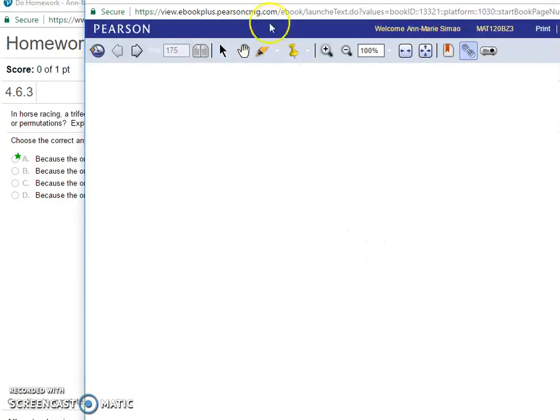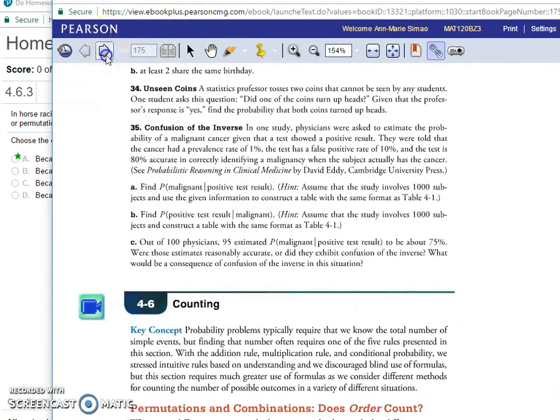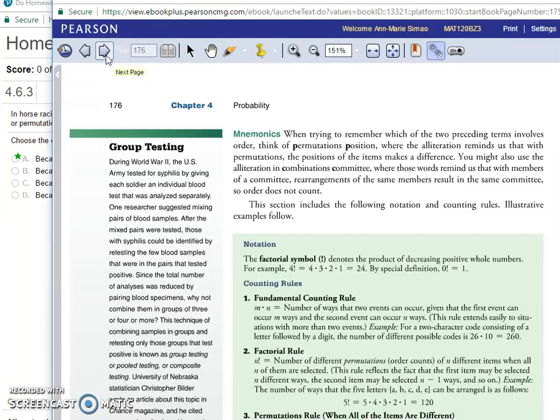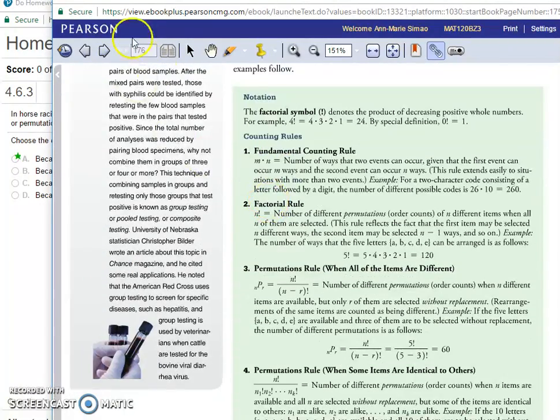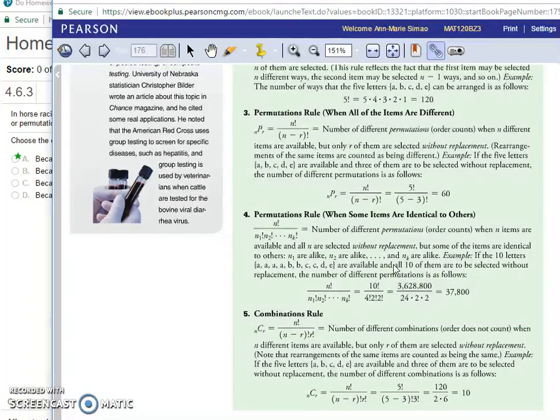So my textbook's opening up. I just want to show you, as you go through, we're going to go through the pages because we haven't done this for a little while. We're looking for what? We are looking for something bold. So permutation rule, items are different, and combinations. And so you see here, permutation, order counts. Combination, order does not count. So even though we're not in the official definition, we're still getting what we need from this piece of it.